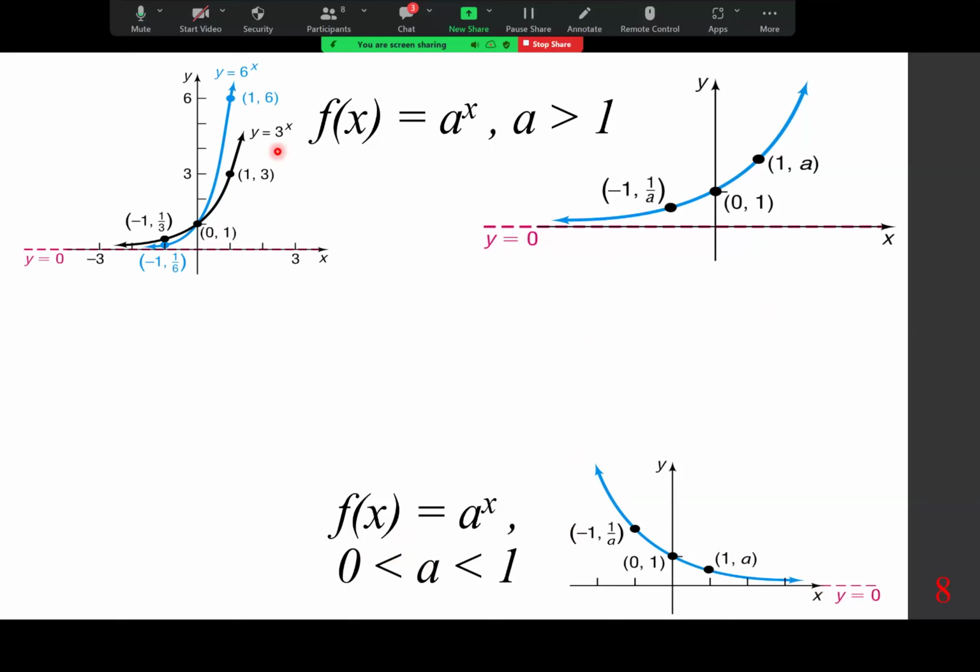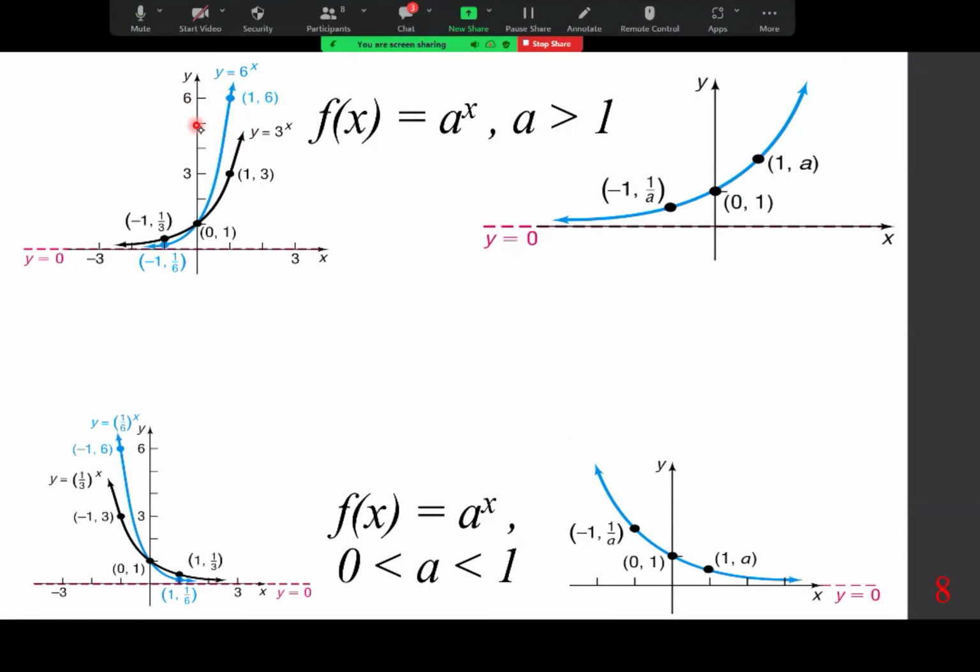As the base gets larger, for example, comparing y equals 3 to the power of x and y equals 6 to the power of x, the function gets closer and closer to the y-axis. And on the other side, when a is between 0 and 1, the smaller the number, the closer to the y-axis. It rises faster.